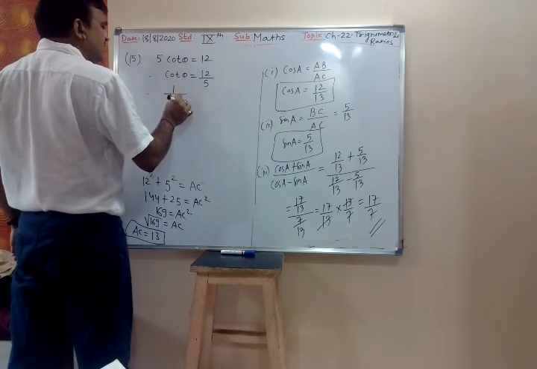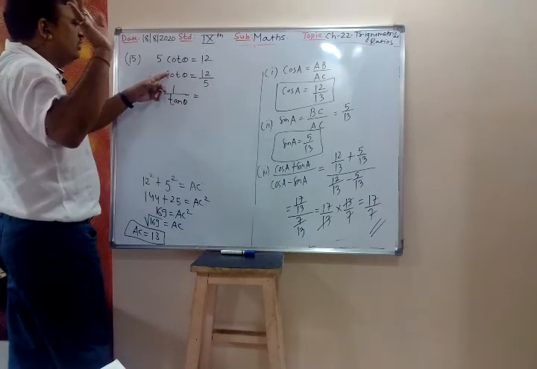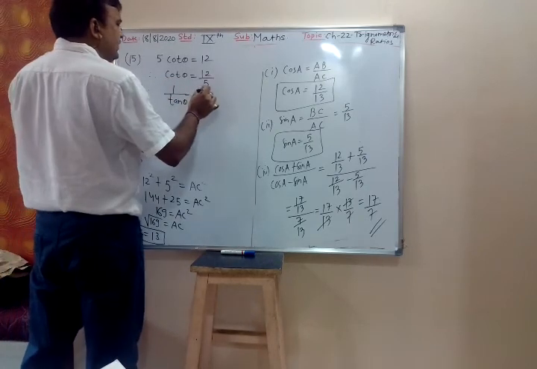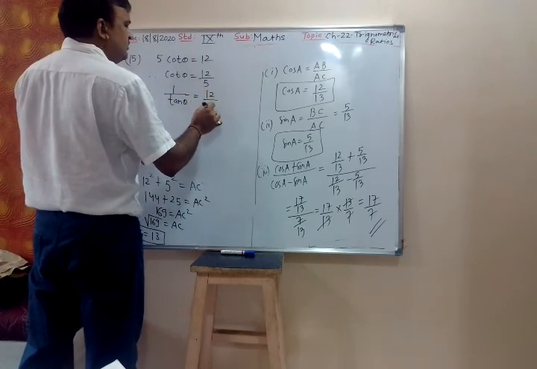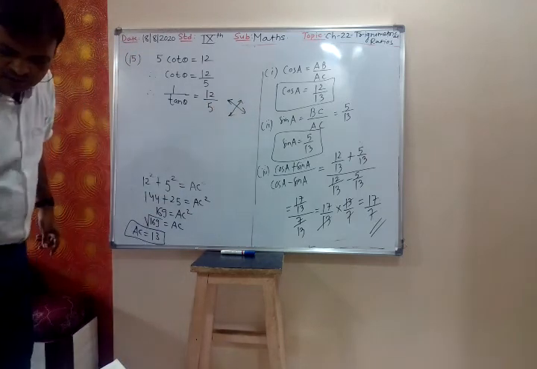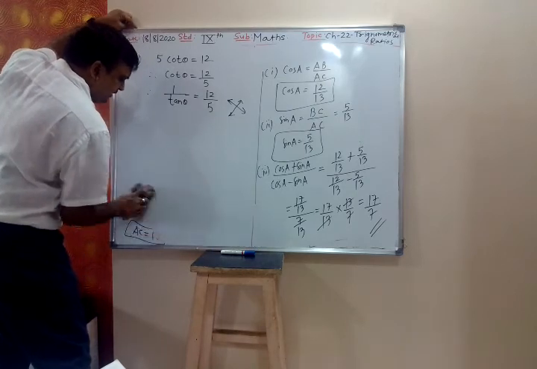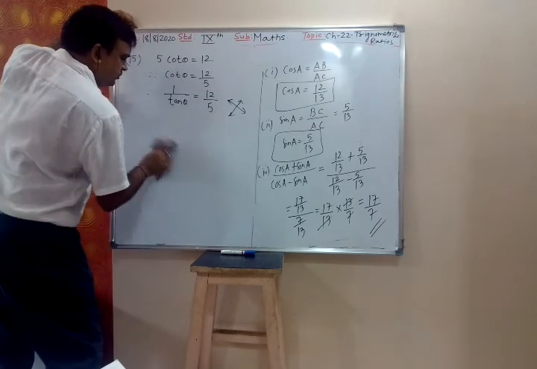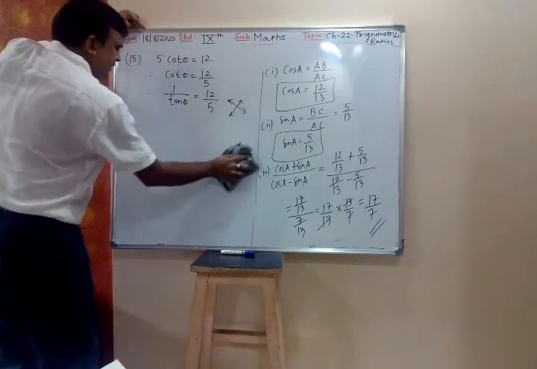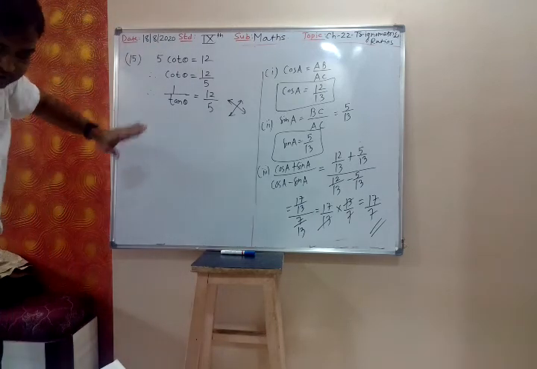Are you getting? What is cot theta? Cot theta is 1 upon tan theta, 1 upon tan theta is 12 by 5. So now I will cross multiply. Are you getting? Cot theta is nothing but 1 upon tan theta. Wait, give me one minute. There is a 10 minute break. Give me one minute, I will just explain.